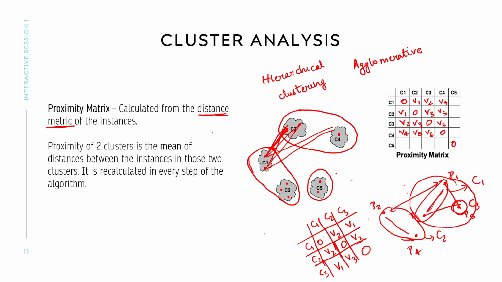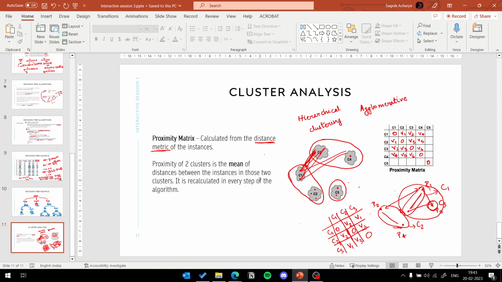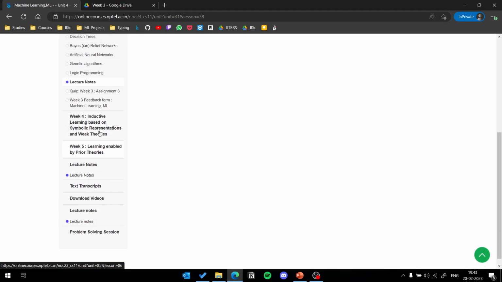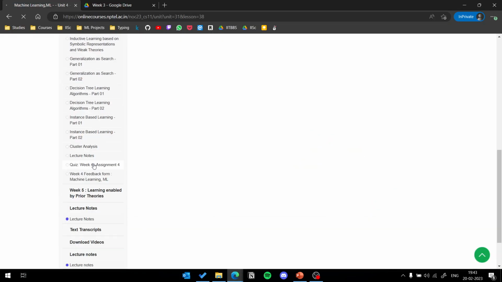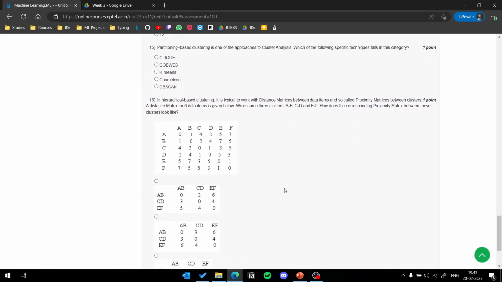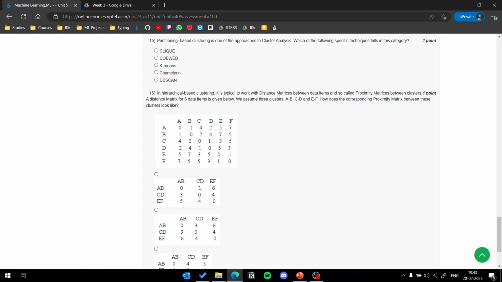Sorry, where is that? I'm talking about the homework problem, the last problem. The last one, inductive based, yes. So it might have been a typo or something in that. I haven't looked at it. But this looks like a matrix actually: data items and so-called proximity matrices between clusters. Distance matrix, okay.